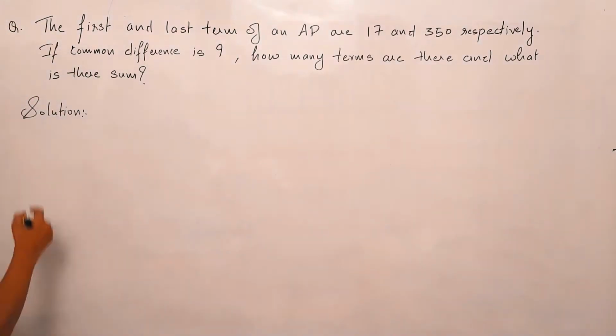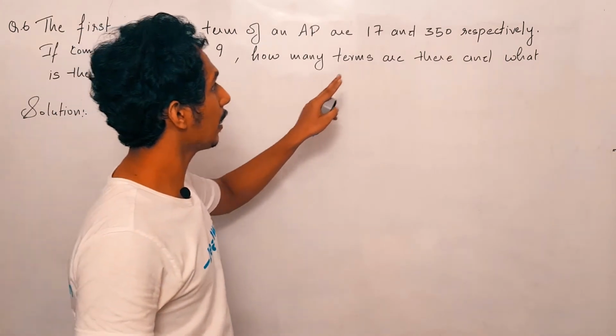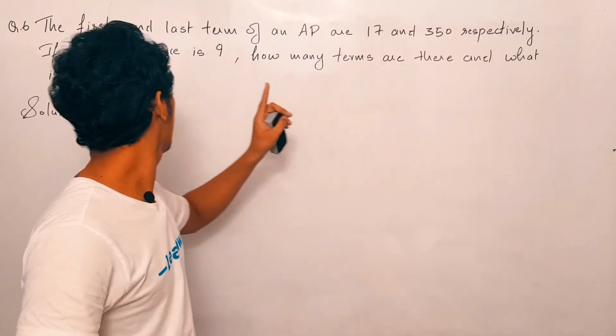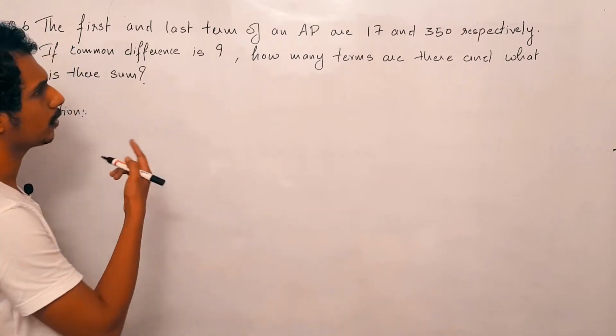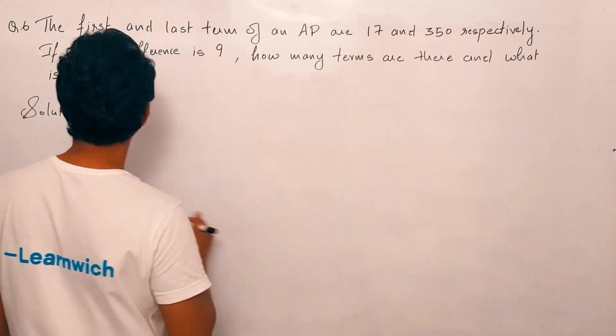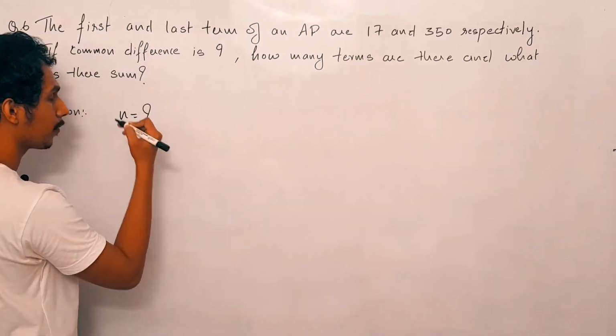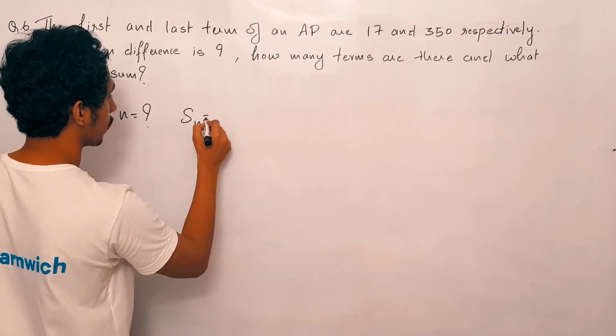Let's look at the sixth question. What is given? The first and last term of an AP are 17 and 350 respectively. The common difference is 9. How many terms are there and what is their sum? So let's look at what is asked. How many terms are there? They're asking for n. And what is their sum? They're asking for Sn also.